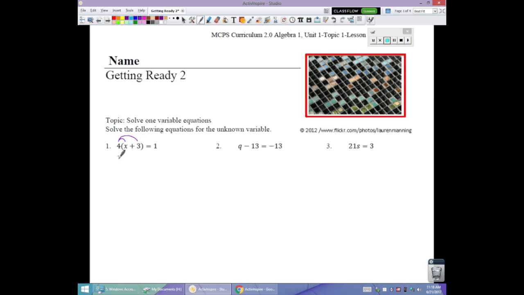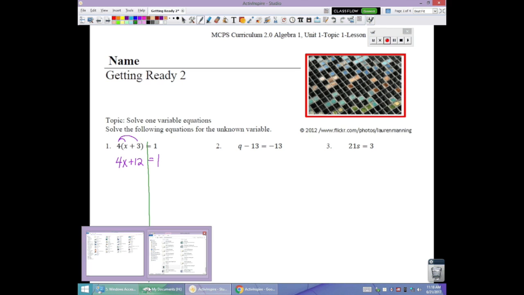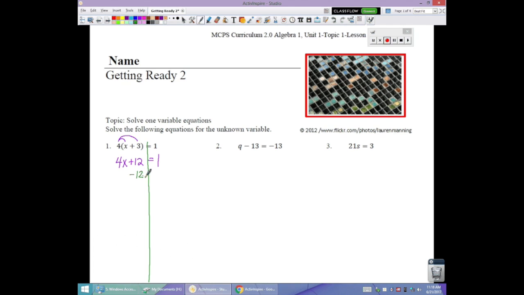All right, we need to start by distributing. On the left-hand side, 4 times x is 4x, and 4 times 3 is 12. So 4x plus 12 equals 1. Start to isolate the x, so subtract 12 from both sides. We end up with 4x equals negative 11.